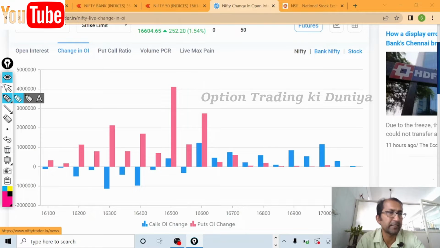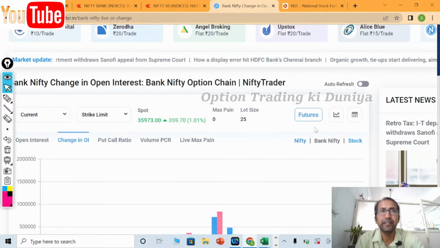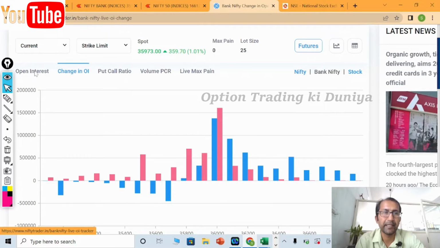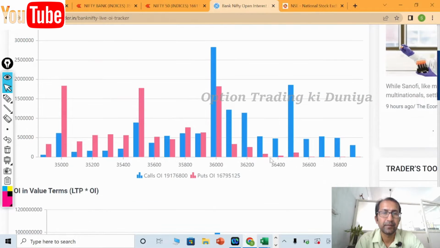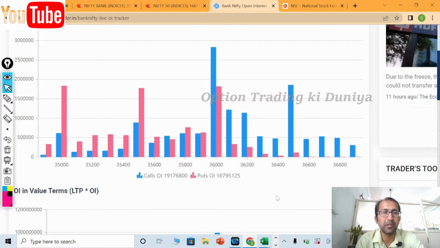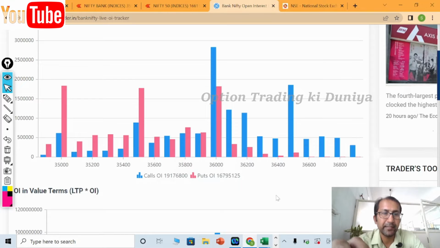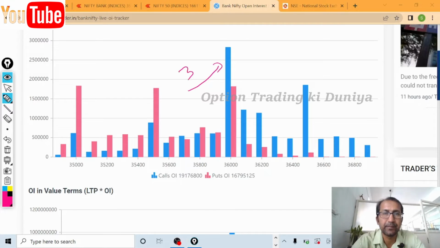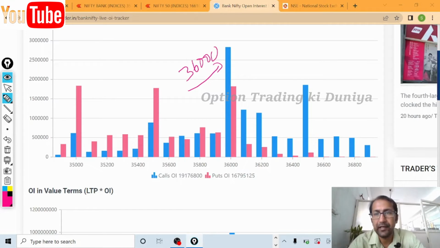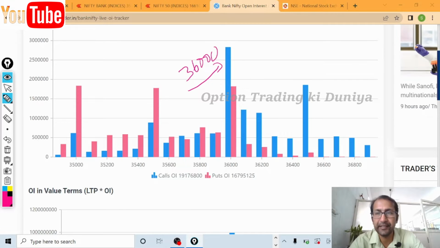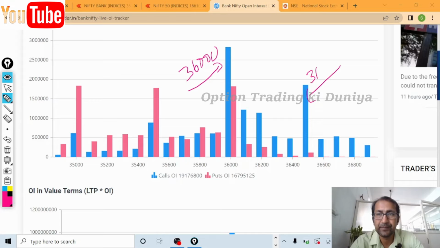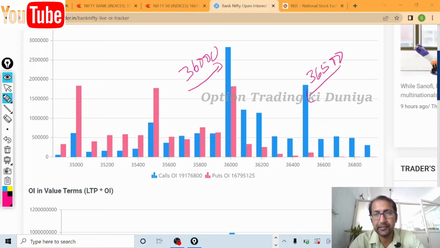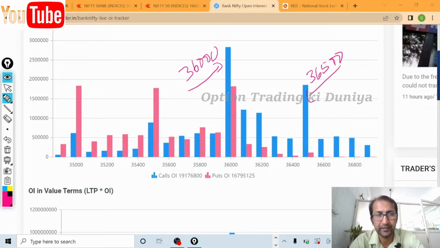Bank Nifty open interest. So as you see in Bank Nifty, first Bank Nifty open interest currently. See the maximum call writing has taken place at 36,000. And next level of call writing has taken place at 36,500. So 36,000 is going to be a major resistance, and next 36,500 will be a major resistance.